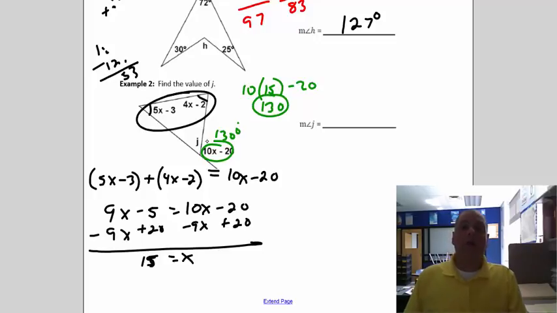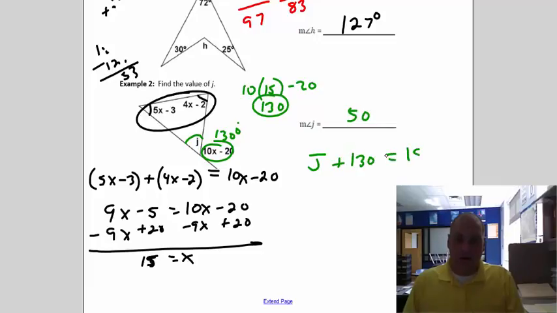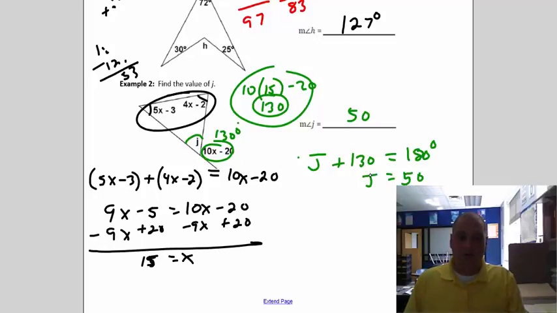So if the exterior angle is 130, the interior angle right next to it, that's a linear pair. So those have to add up to 180. So J must be 50, because J, I'll show the work, J plus 130 must equal 180. J plus 10x minus 20, which came out to be 130 up here, right? Okay, J plus 130 had to equal 180, so J must equal 50.